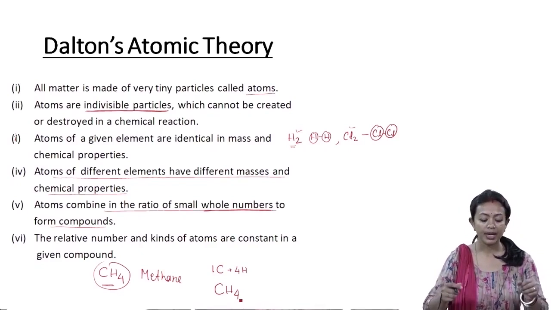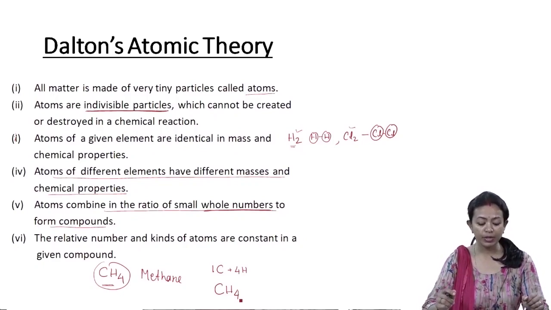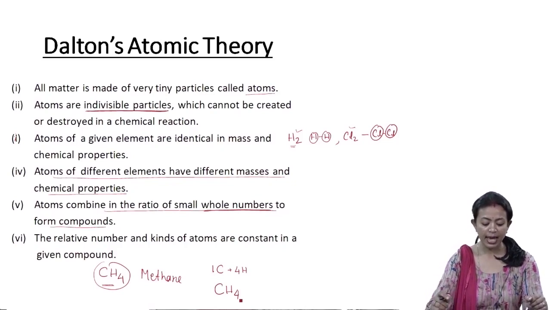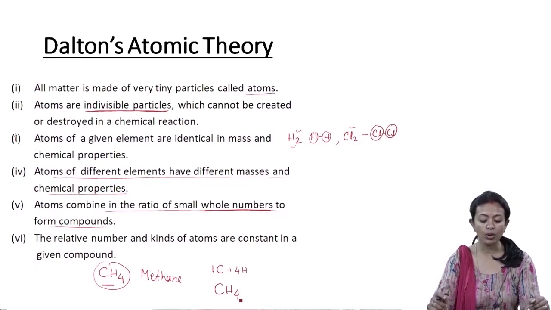Let me repeat once again. Dalton's postulates of atomic theory state that all matter is made up of very tiny particles called atoms. Atoms are indivisible particles which cannot be created or destroyed in a chemical reaction. Atoms of a given element are identical in mass and chemical properties. Atoms of different elements have different masses and chemical properties. Atoms combine in the ratio of small whole numbers to form compounds, and the relative number and kinds of atoms are constant in a given compound. So these are 6 important theories laid by John Dalton, which make the understanding of the atomic nature of matter better.